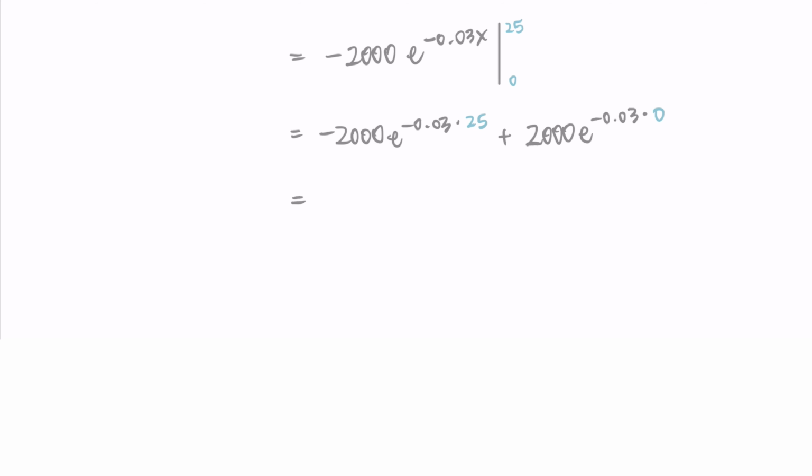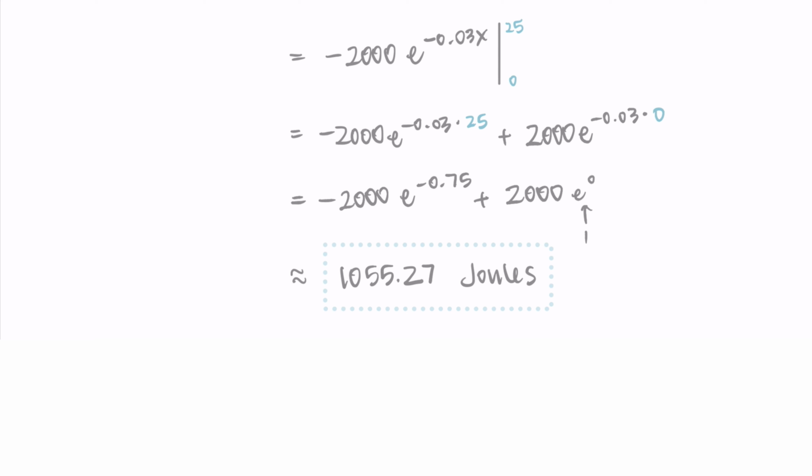Now I just need to simplify. So negative 0.03 times 25 is negative 0.75. And then I'm just going to notice that e to the 0 is going to be 1. So I have negative 2,000 e to the negative 0.75 plus 2,000 e to the 0. And when I compute that, I'm getting approximately 1,055.27 joules. And this is my work required to pull the sled up the hill, and it's my final answer.